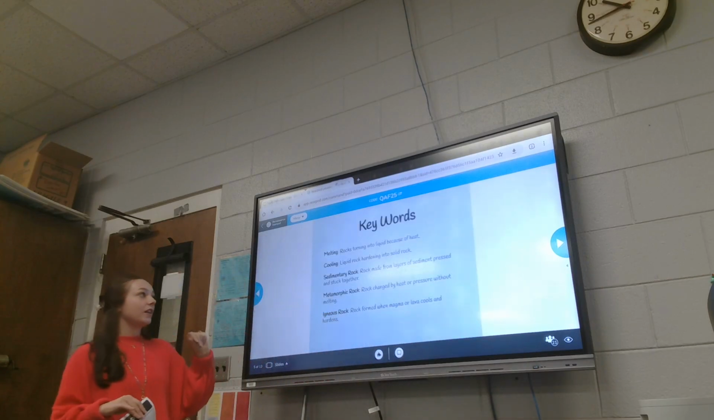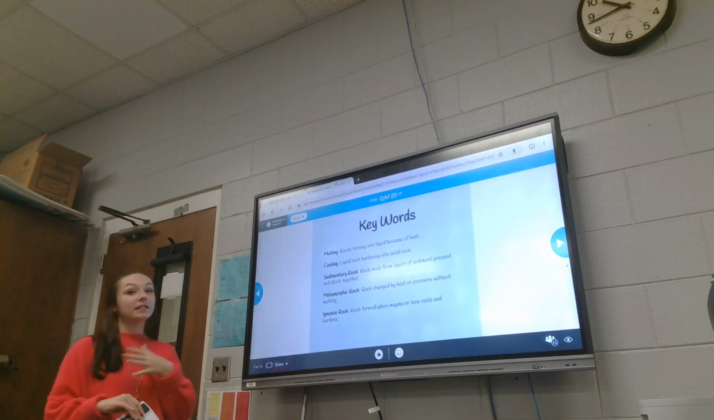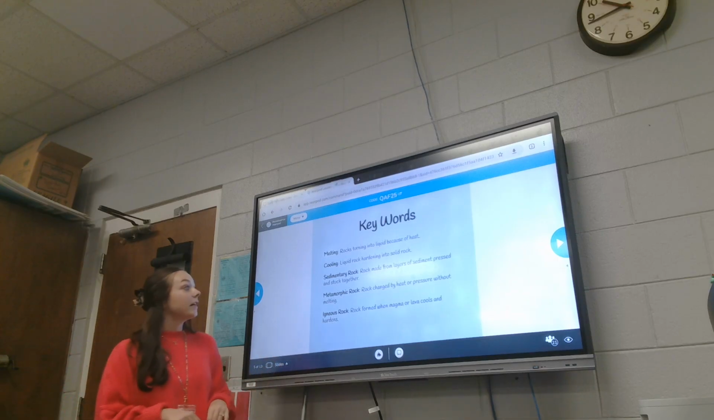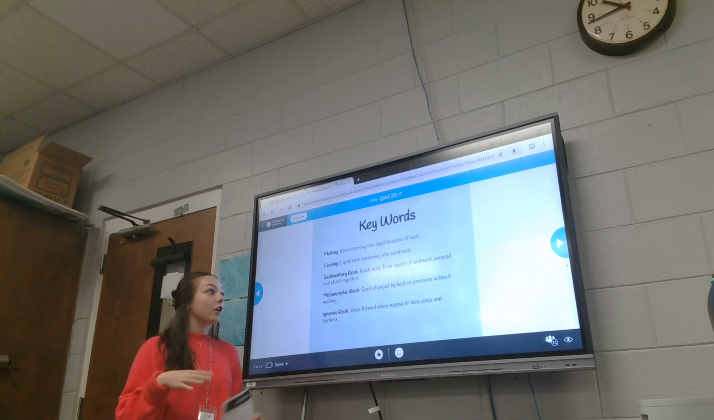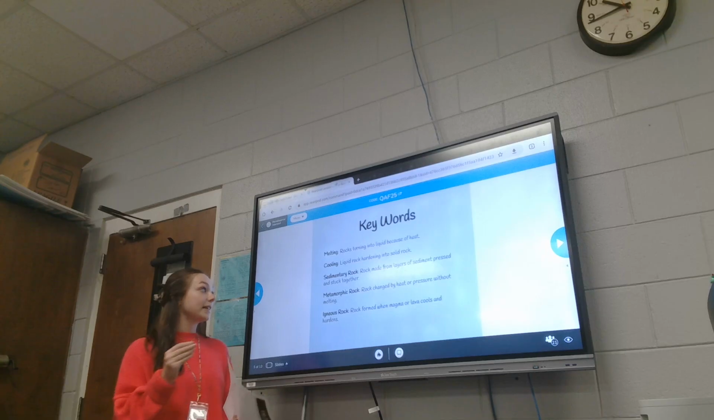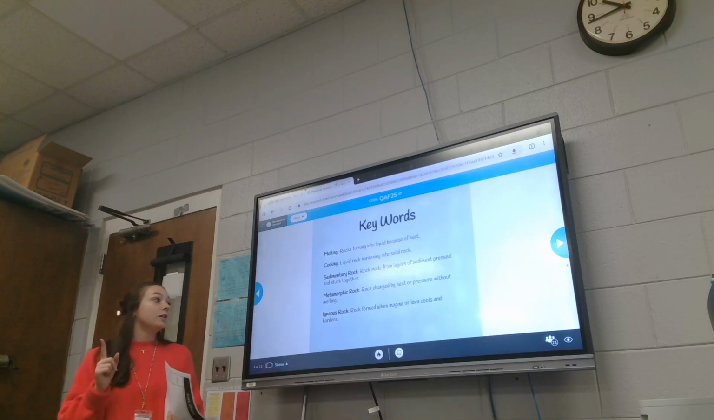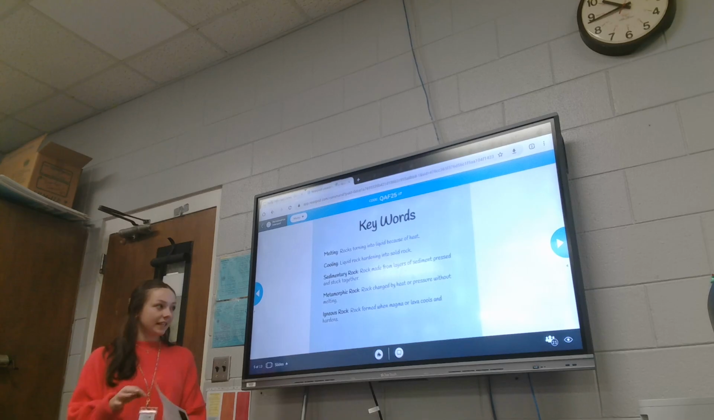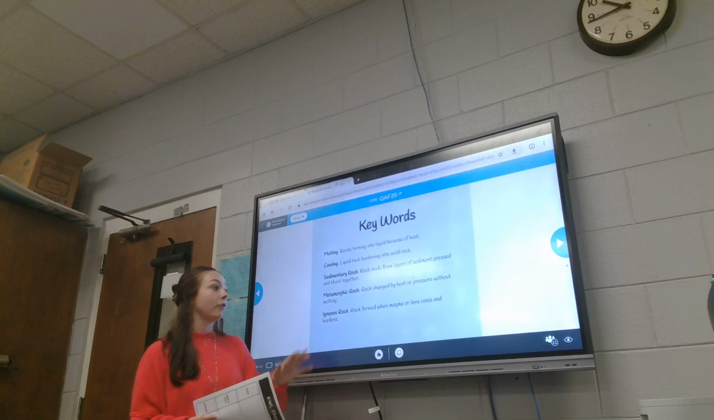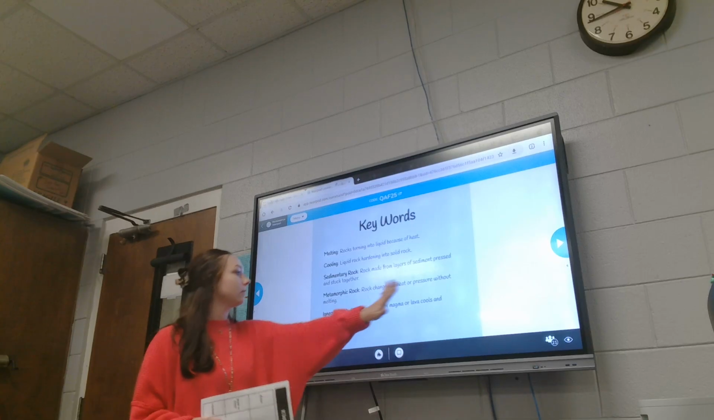And then there's melting, which is rocks turning into a liquid because of the heat. It got so hot they melted. And then cooling, which is liquid rock hardening into solid rock. Sedimentary rock is rock made from layers of sediment pressed together and stuck together. Metamorphic rock is rock changed by heat and pressure without melting. And then igneous rock, which is rock formed when magma and lava cools.